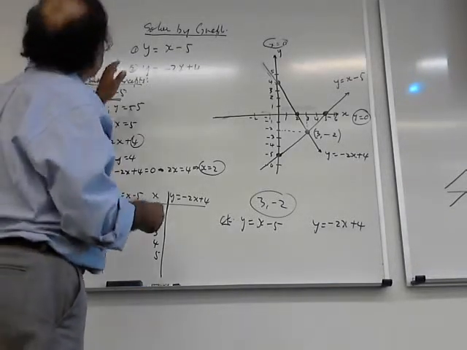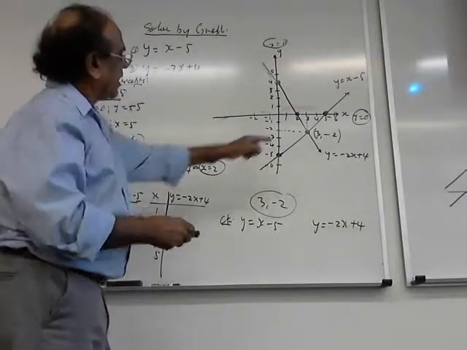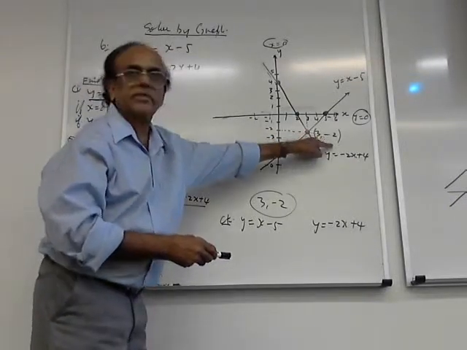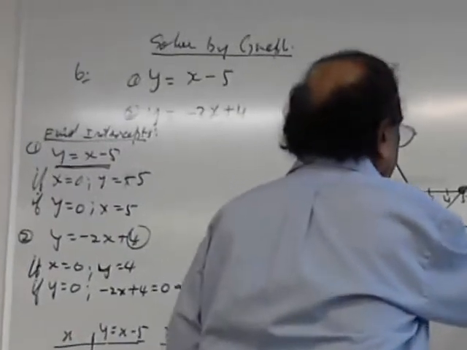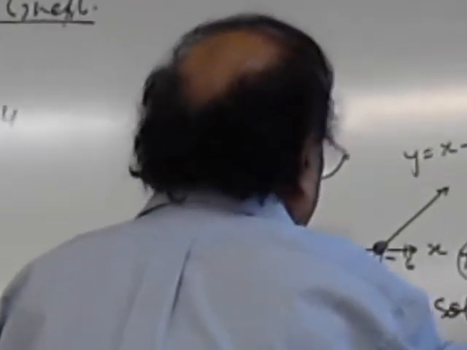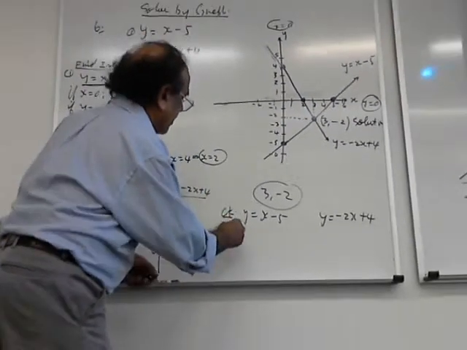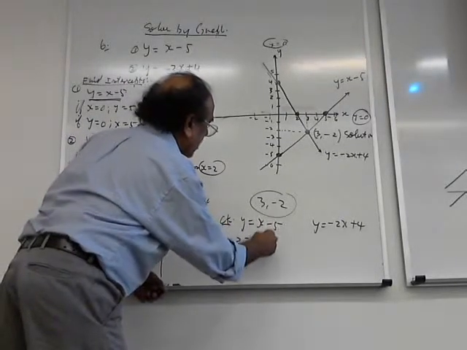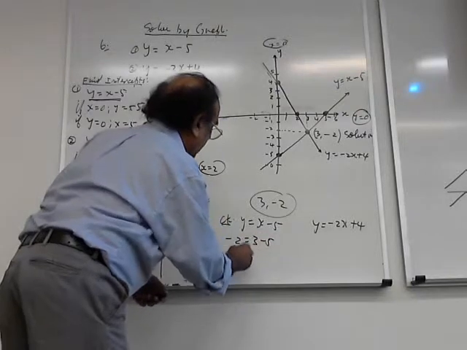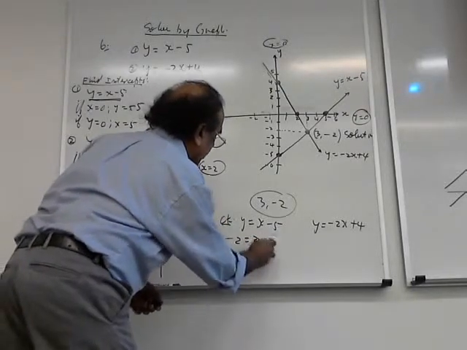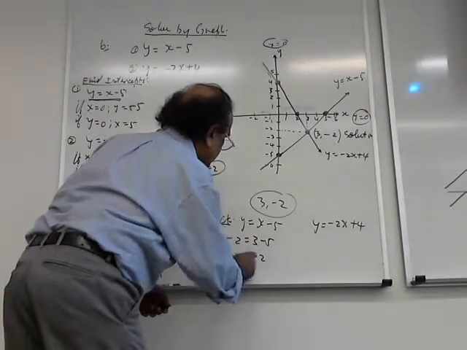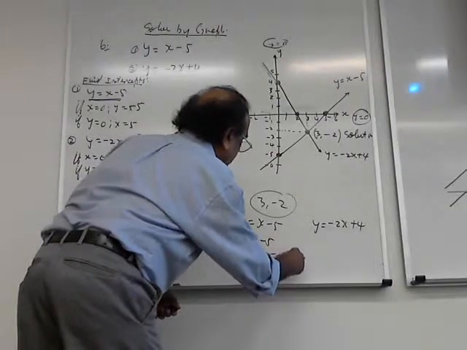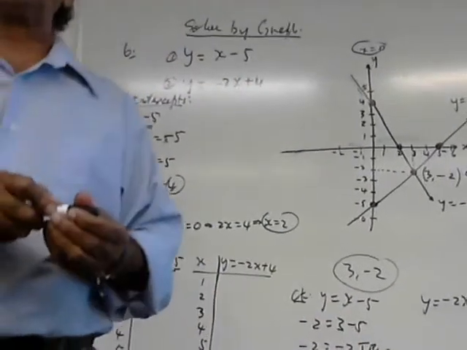Our first equation is y equals x minus 5. Here, x is 3, y is minus 2. This is our solution. So then, if y is minus 2, then minus 2 is going to be equal to 3, which is x, minus 5. And minus 2 is going to be equal to 3 minus 5, which is minus 2. Minus 2 equals minus 2 is true. So that one checks to be correct.